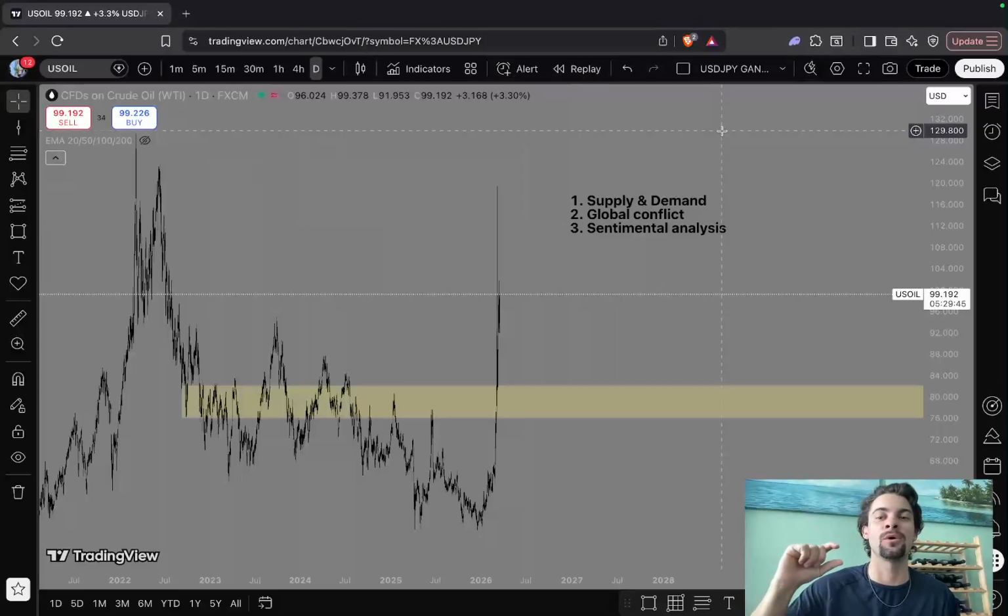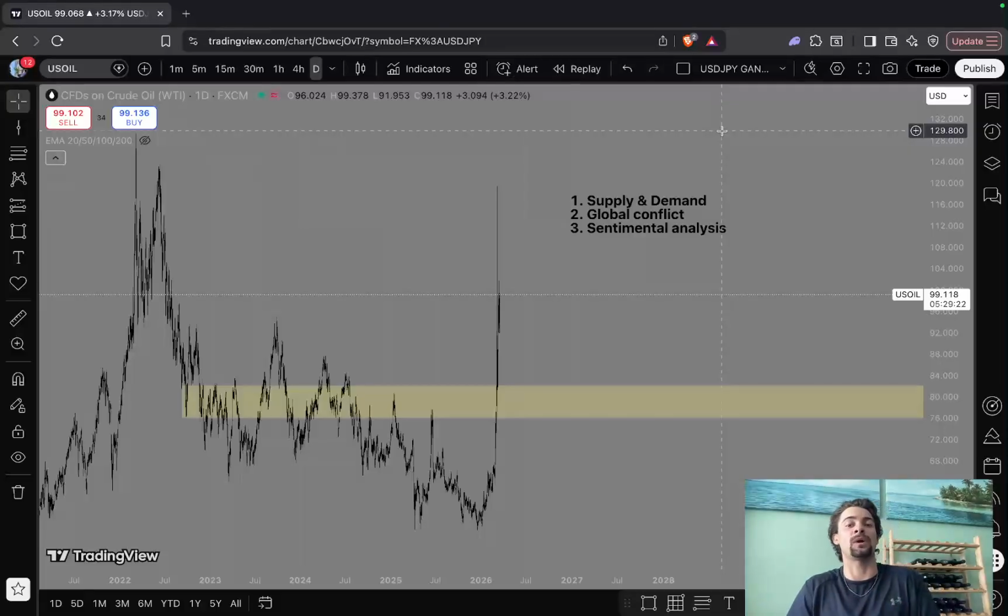So the price of oil per barrel has to go up in price because there's not enough supply to fulfill demand because it's now constricted. That is the simplest way I can explain it to you, and that is why prices are going up, if that makes sense. So now we're going to talk about global conflict. And actually, the two tie together. So supply and demand and global conflict, they tie together.